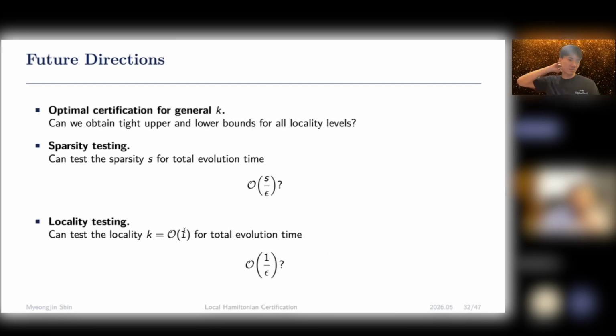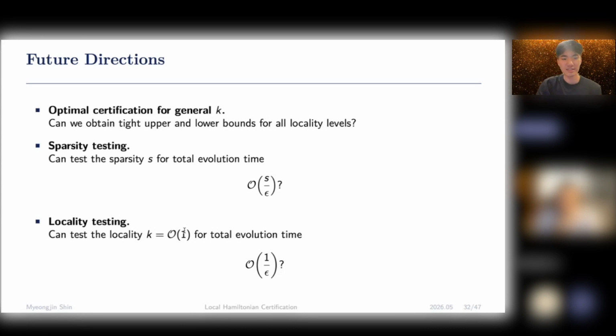And for last, there's some future works that I would like people to get interested in. So first, we only achieved optimal certification for general K. So can we obtain tight upper and lower bounds for all K? I think it would be very hard, but it's an interesting subject.